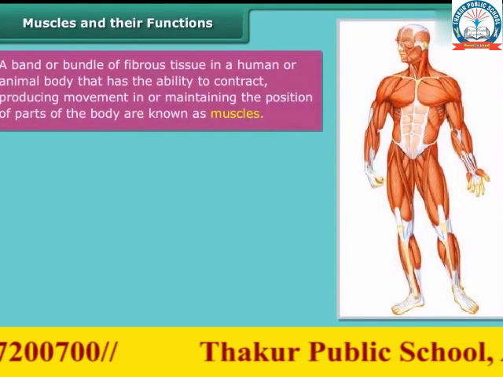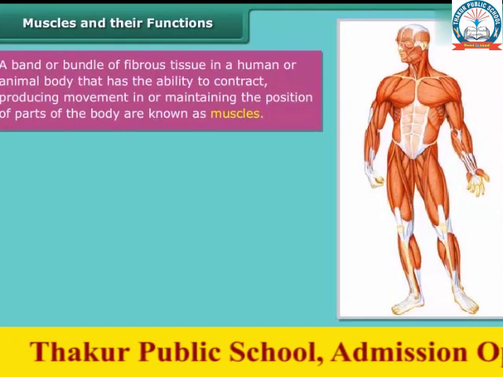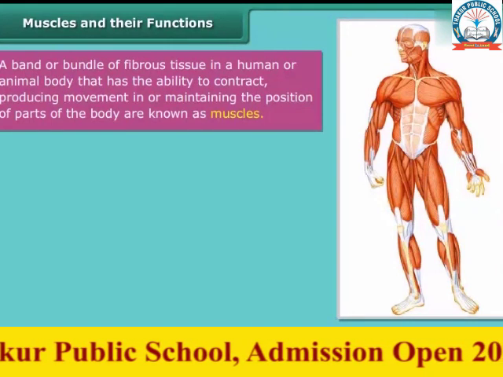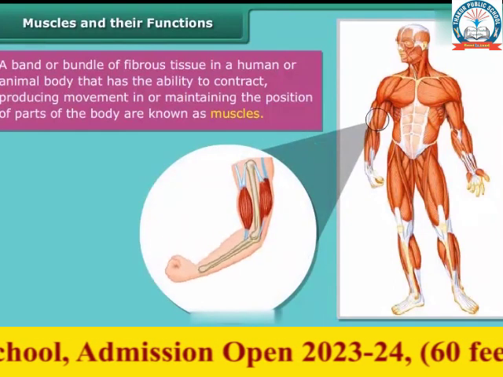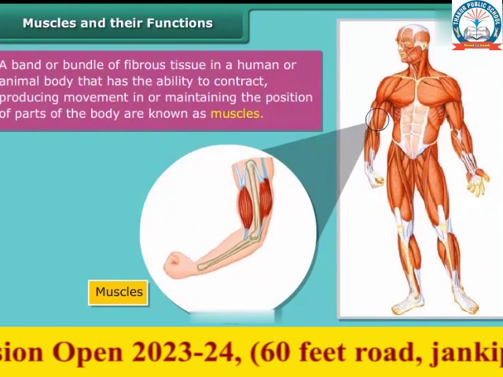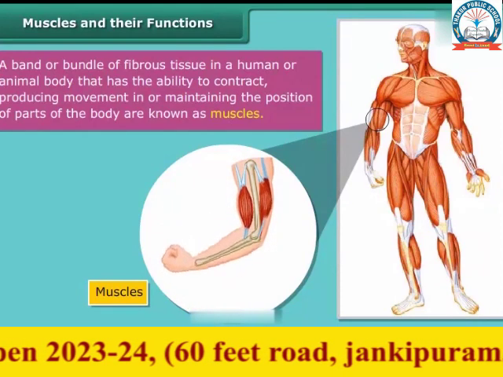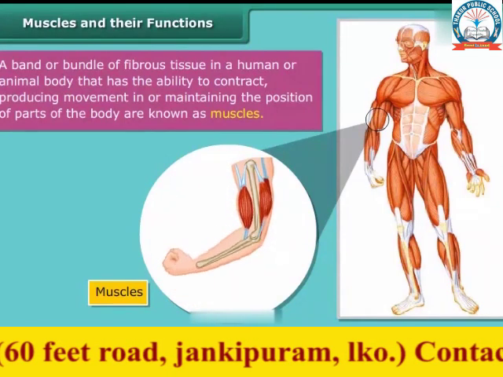Muscles and their functions. A band or bundle of fibrous tissue in a human or animal body that has the ability to contract, producing movement in or maintaining the position of parts of the body, is known as muscles. The movement of the body is controlled by alternate contractions and relaxations of two sets of muscles.